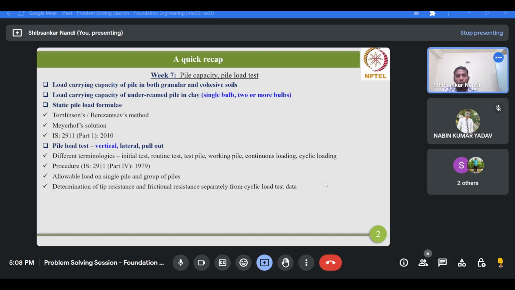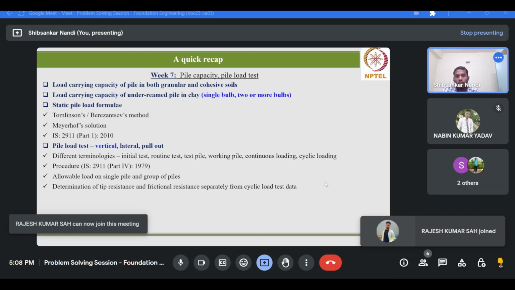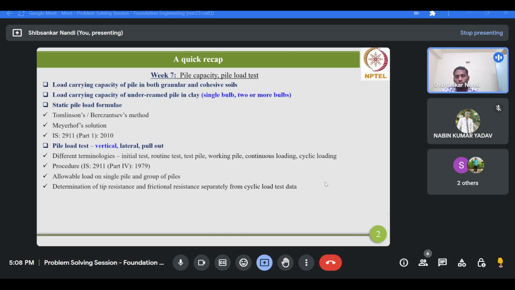Further, in the case of continuous loading, the load is monotonically increased to a certain level that is already decided, that is, the limit of load up to which the test should be performed. Considering that aspect, this load is increased from some initial value or zero to a certain extent. So this kind of loading is known as continuous loading.